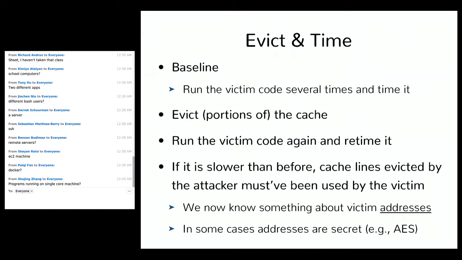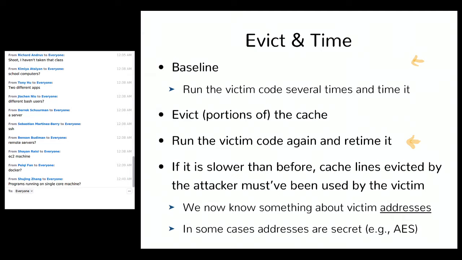Then we're going to actually evict part of the cache and run the victim again, and retime them during that run. In doing so, we can figure out whether this second run is faster or slower than the baseline. If it's slower than before, then the cache lines evicted by the attacker were actually used by the victim. The victim basically evicted parts of the attacker's cache lines to do their task.